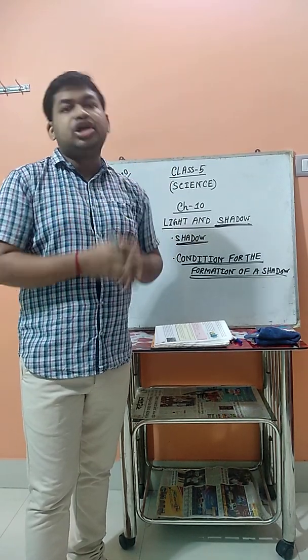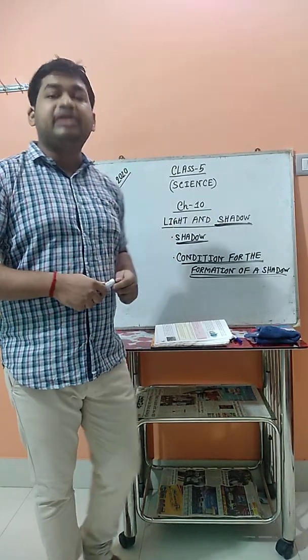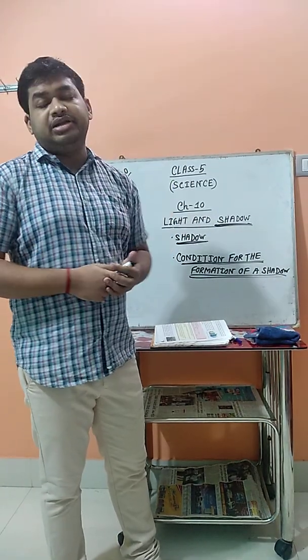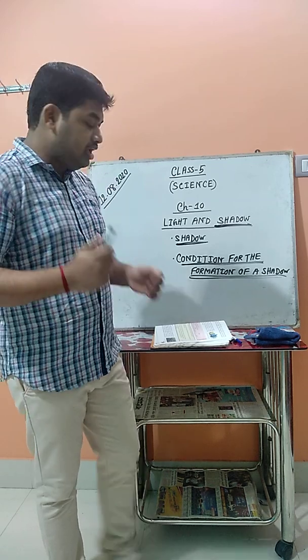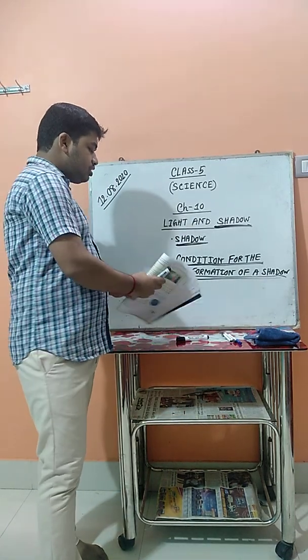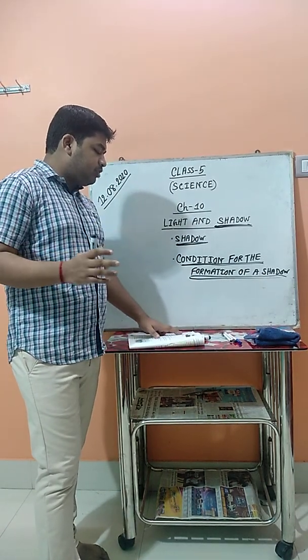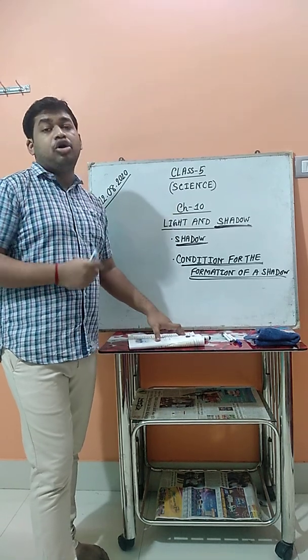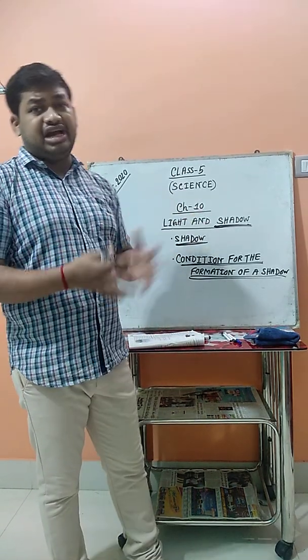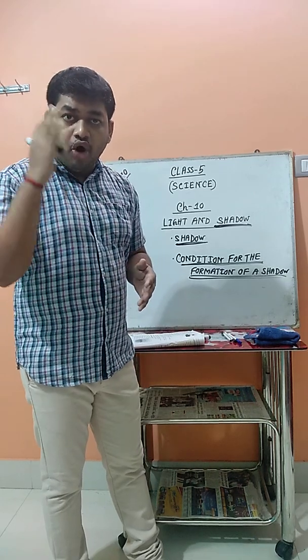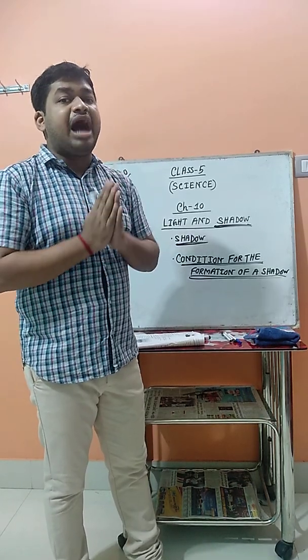Now, for the formation of a shadow, a few things are needed. What are the requirements for the formation of a shadow? See the first one: a shadow is formed when the path of light is obstructed by an object. A shadow is not formed easily, only when an object obstructs the path of light.